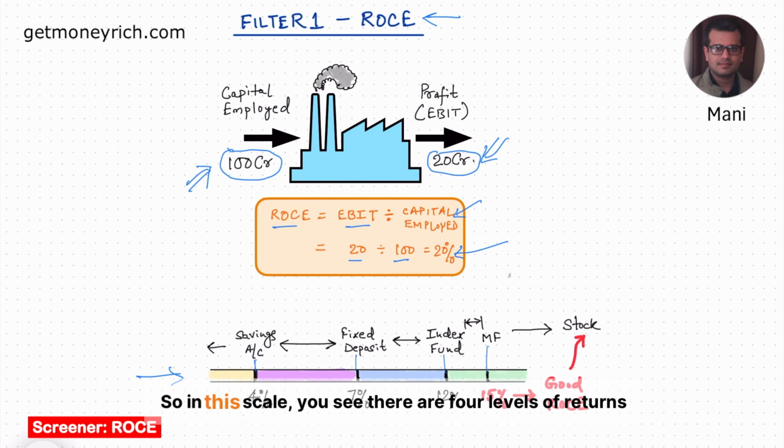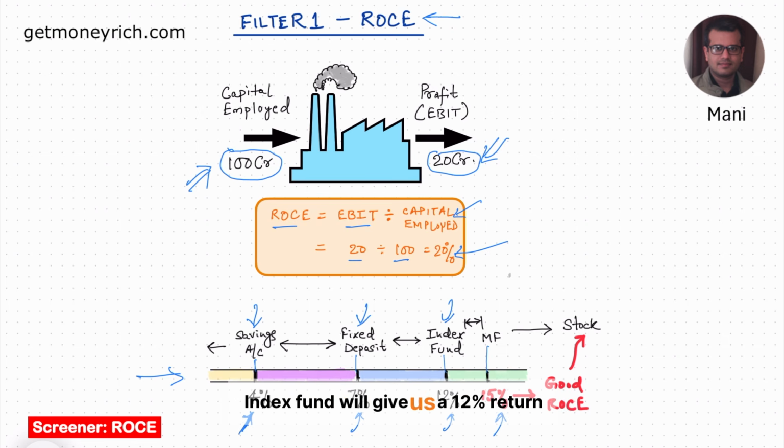In this scale, you see there are 4 levels of returns that we are comparing with. The 4% return you can see here is representative of the return that we can generate from the savings account. 7% return is representative of the return we can generate from the fixed deposit. Index fund will give us a 12% return, and a normal diversified equity mutual fund will give us a 15% return. So a company whose return on capital employed, let's say, is 4%.